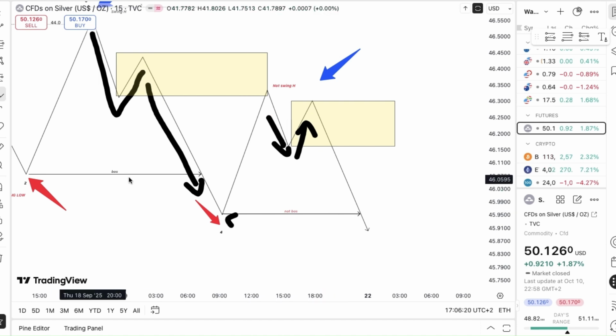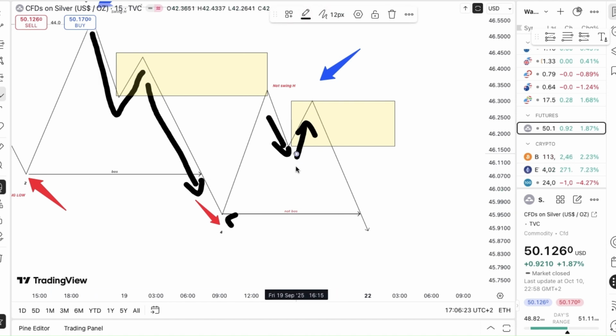Hopefully this makes a bit of sense. So I just covered what is a swing low, what is a breakout structure, and what is a supply zone in this small video.